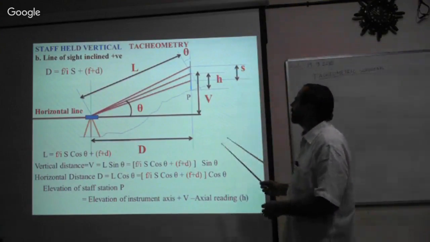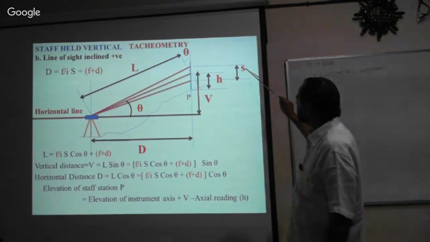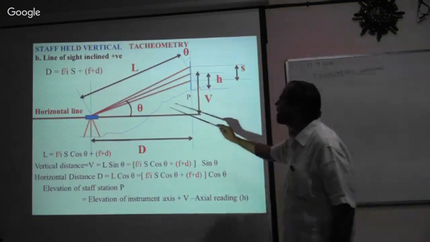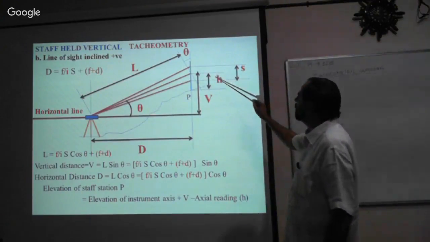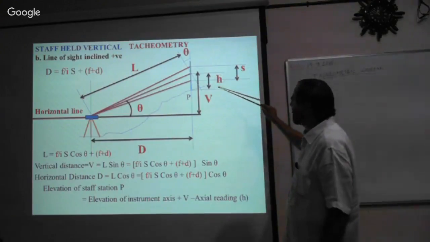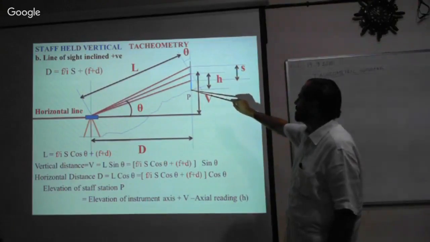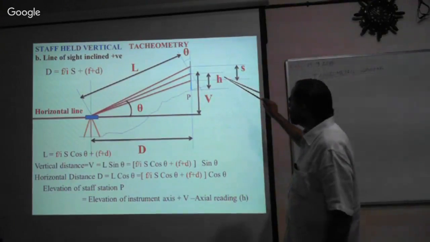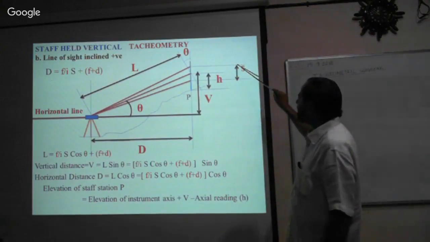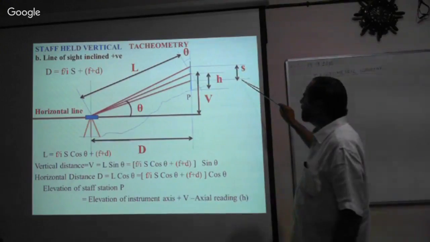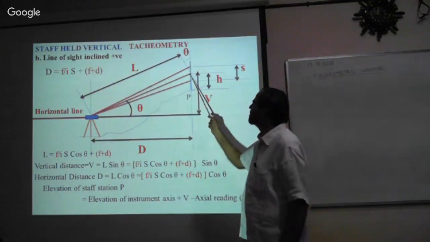Now this data is with us. S is known, theta is known, and H is also known to us. H is the central hair reading from the location P, from the staff station. S is the difference between the top hair reading and the bottom hair reading, and we know theta, the vertical angle measured to the central hair reading.